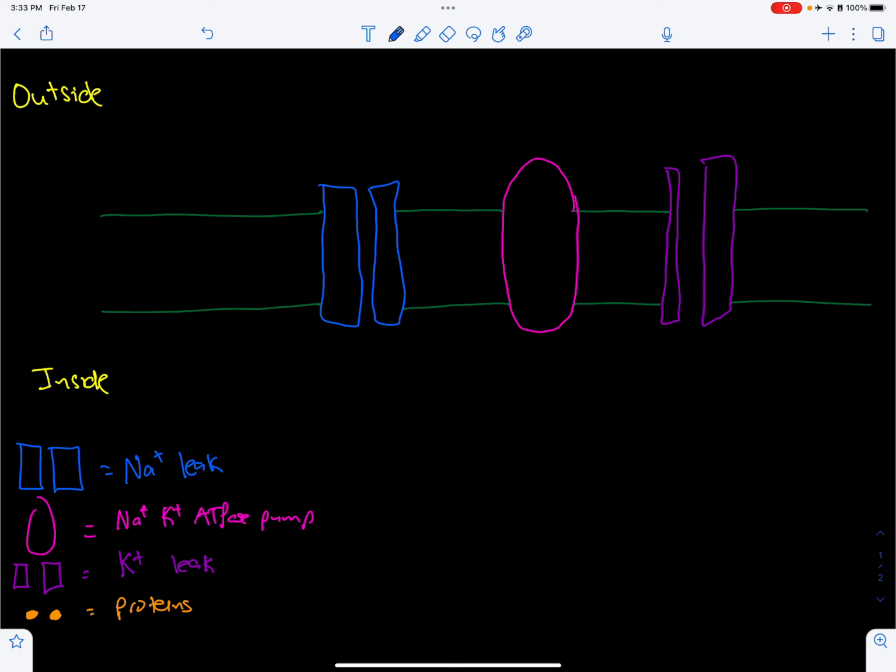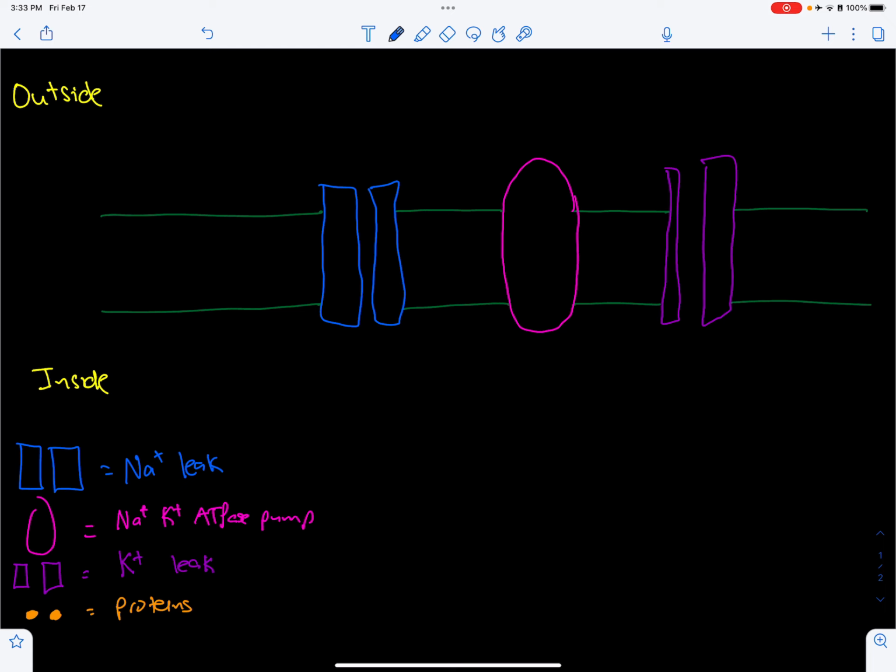Okay, so with this video, I'm going to talk about resting membrane potential. As you've discussed in class, you've got a cell membrane, and so you've got things on the outside and you've got things on the inside. Now, along the membrane, there are many different things, but when it comes to membrane potential, we're going to focus on three things that are embedded within the membrane.